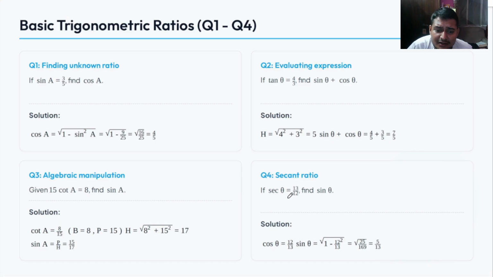Now sec theta equals 13 by 12. We have to find the sin theta. We know if sec theta is 13 by 12, cos theta comes out to be 1 by sec theta, which means we have to reverse it. This is hypotenuse by base, and cos theta equals base by hypotenuse. So cos theta is 12 by 13. And we know an important relation: cos square theta equals 1 minus sin square theta.